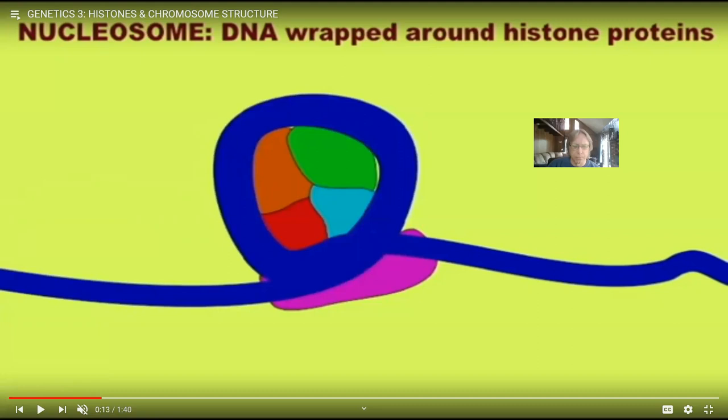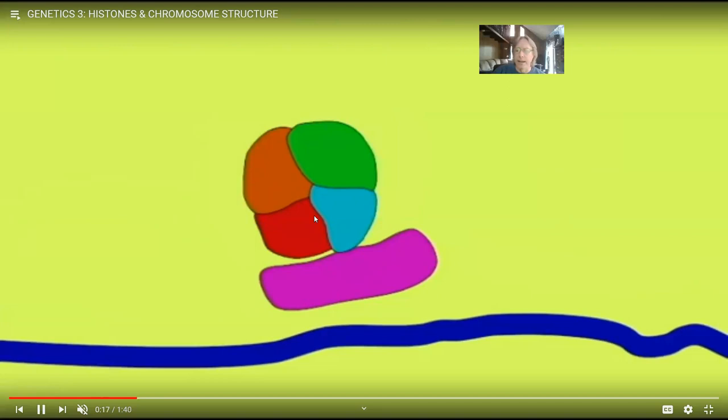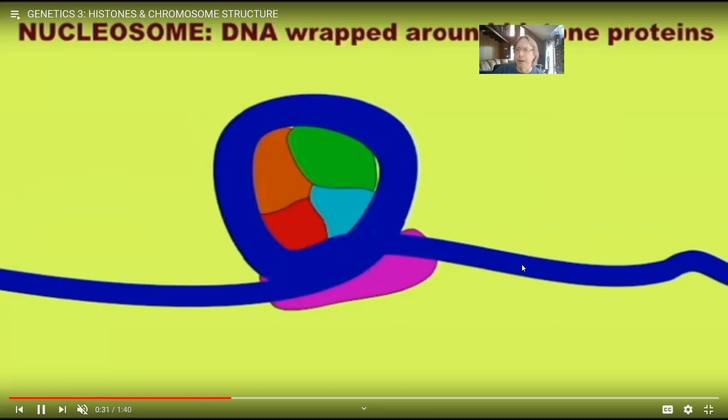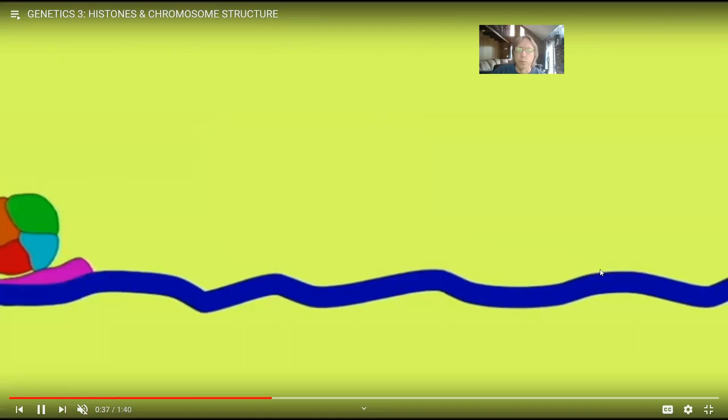Then there may be a linker region with 50 base pairs before we then do that again. And so this forms what's known as a nucleosome. The DNA wrapped almost twice around a histone core forms a nucleosome, and about 50 base pairs later, we would form another nucleosome. And about 50 base pairs later, we would form another nucleosome.